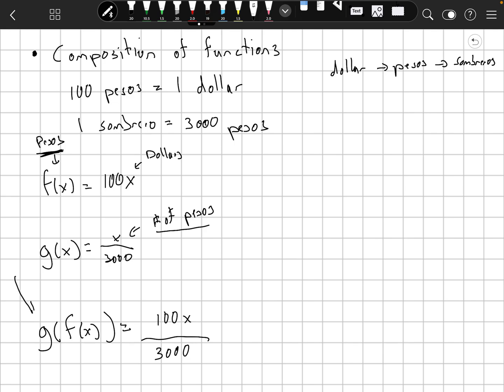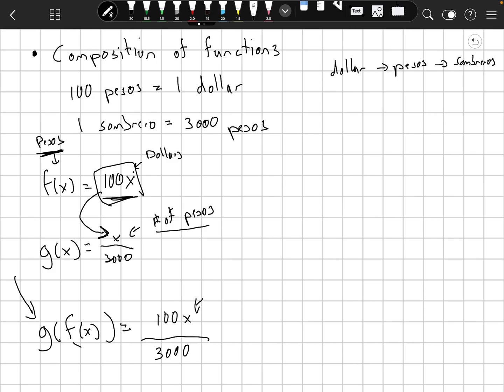Okay, so now I have the function g, but instead of putting x in for the input, I'm putting f of x in for the input. So the output for the first function, which gave me pesos. You might remember f of x was 100x. So I'm just going to take that and put it right there. And it gives me this function here. So 100 times, and remember this x in the original was dollars. So now we're going to put dollars in here, times it by 100, that gives us our pesos. Then divide by 3,000, and that will give us our number of sombreros.